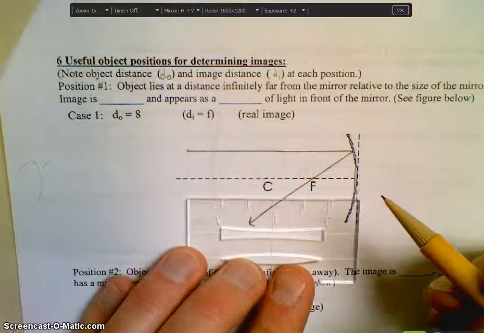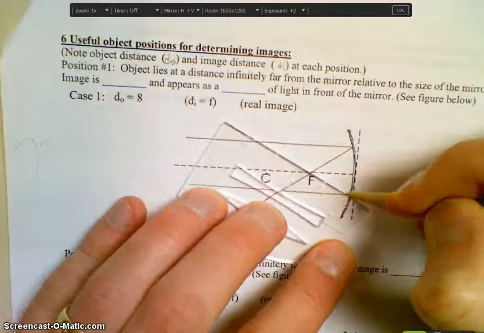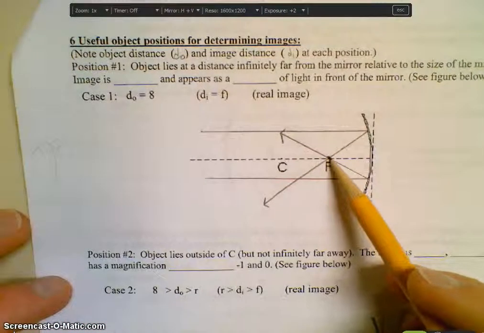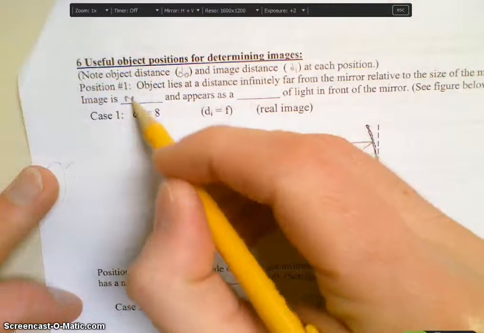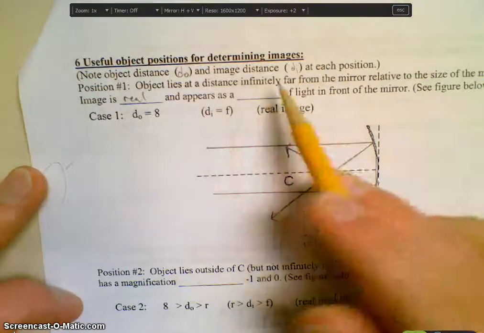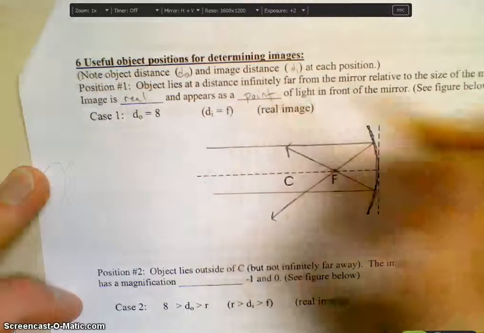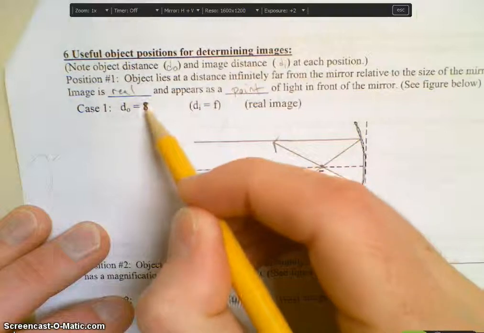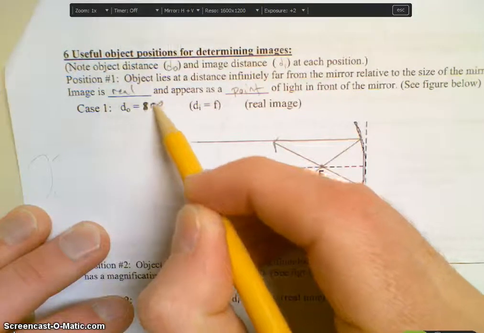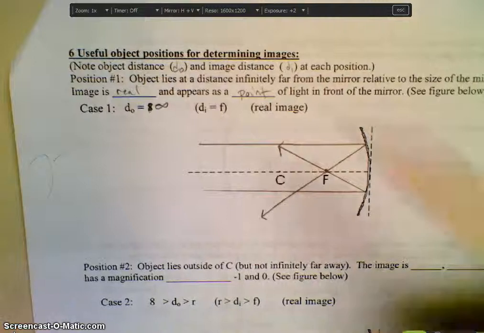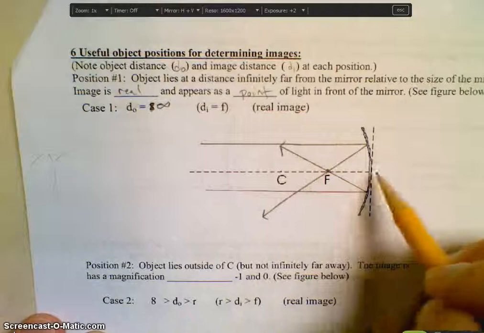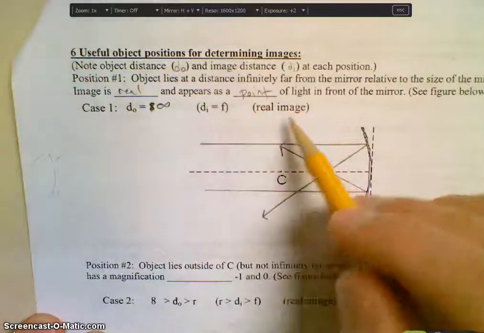And we'll do another one. So they converge at a point. So the image is real because they're converging rays, and it appears as a point of light in front of the mirror. So there's our figure. This should be an infinity symbol. My symbol font is not working on my printer, so all of the infinities are 8s. And then the image distance is at the focal point, so that distance is the same as the focal length, and it's real.